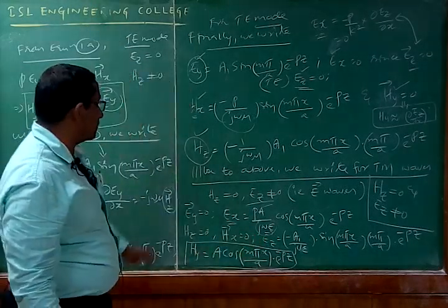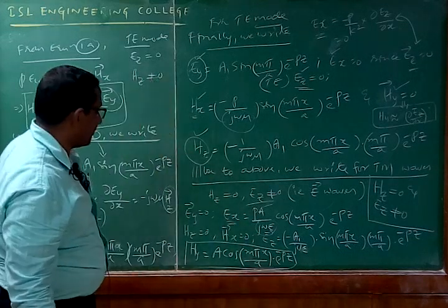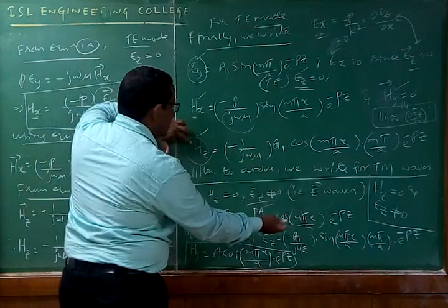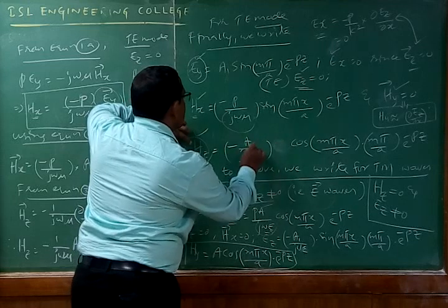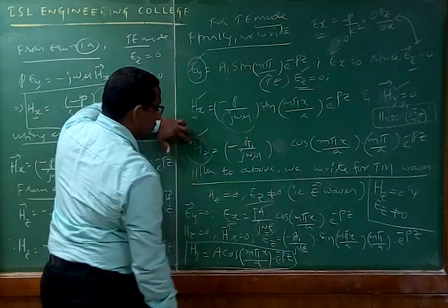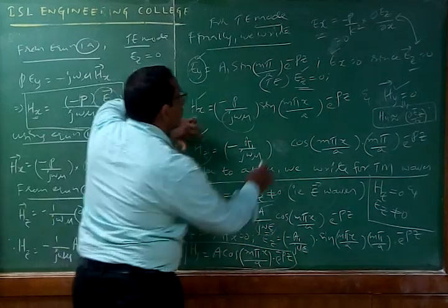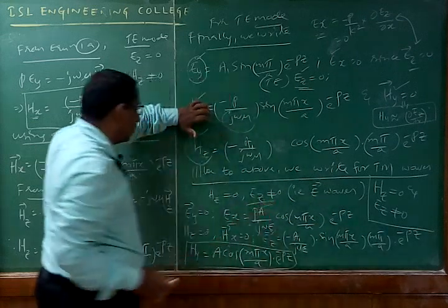Ez component means what? By looking into the Hz component, we can write the Ez component. See here, the minus 1 means it's a constant factor, some a1. This is a1 actually. So minus a1 by j omega mu. Similarly, minus a1 by j omega epsilon I can write. Into the cos factor, the cos is replaced with a sine here, where we normally get the Ez component.